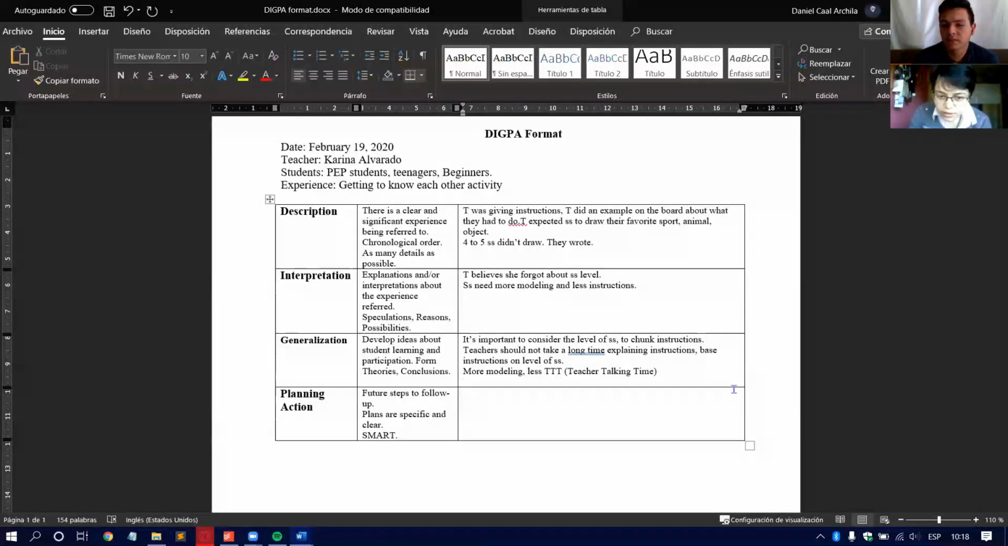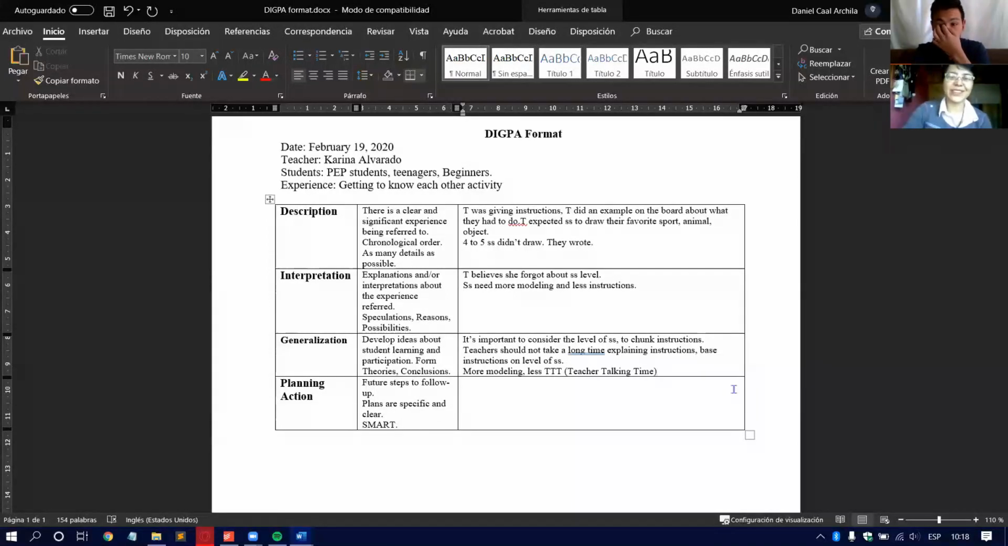Delivering effective instructions. Okay. So based on that theory on delivering instructions, what will be the future action plans or the future steps that you will take in the next class? If you have to teach this time, what will be something that you will do differently for your students to have a better learning and participation?